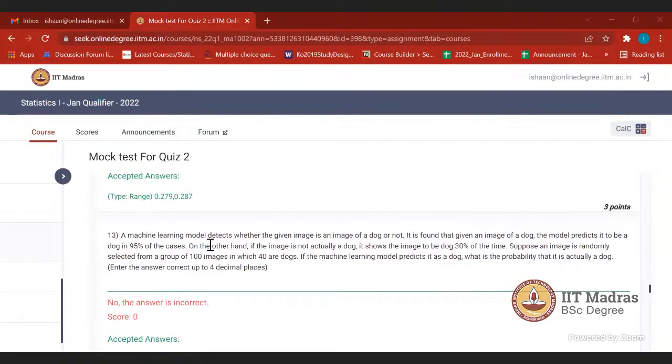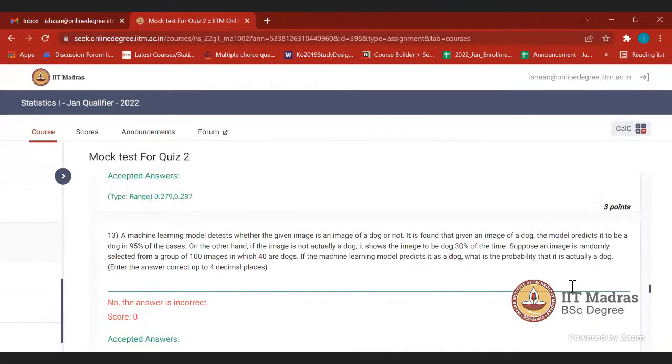Okay, so there's some machine learning model that detects whether the given image is of dog or not. But also I'm able to solve it with the tree method luckily. So it is found that given an image of dog, the model predicts it to be dog in 95% of cases.